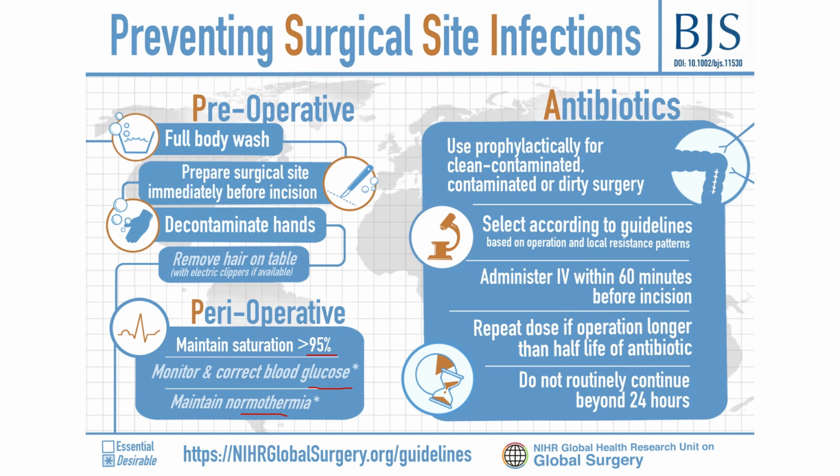Then adequate antibiotic prophylaxis. So antibiotic has to be of the right choice, has to be given for the right duration, has to be given at the right time. That is three things. The right time, the right antibiotic for the right duration. So use prophylactically for clean-contaminated or dirty surgery. We'll talk about this later. What is clean, contaminated and dirty wound? We'll talk about this. So you use antibiotic prophylaxis for all the types of wound except for clean wounds. For clean wound, you may not need antibiotic prophylaxis.